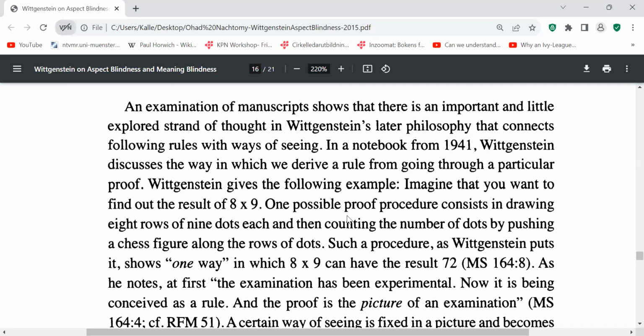In a notebook from 1941, Wittgenstein discusses the way in which we derive a rule from going through a particular proof. Wittgenstein gives the following example.